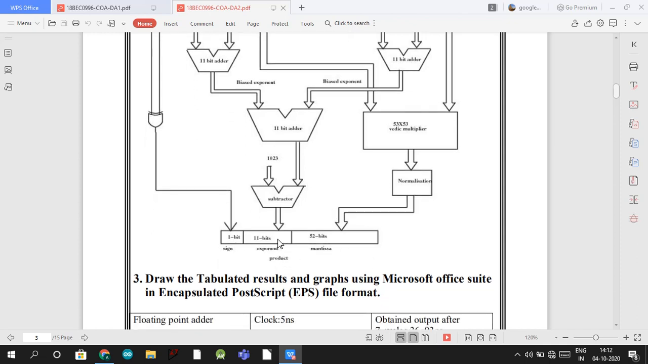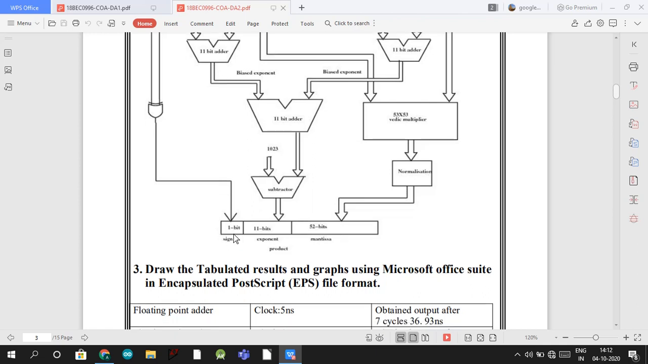In the 64-bit output, the first bit is the sign, which can only be 0 or 1. If the sign is 0, the output is a positive number. If the sign is 1, the output will be negative. The next 11 bits are considered the exponent and the last 52 bits the mantissa.